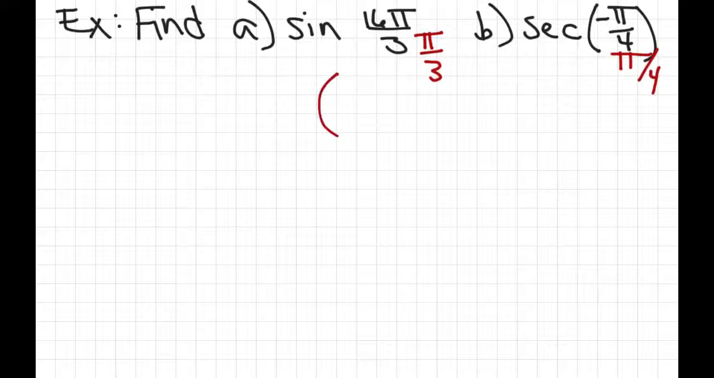So let me start with this. I already know that if the reference angle is pi over 3, which is 60 degrees, this is my ordered pair where it hits the unit circle.